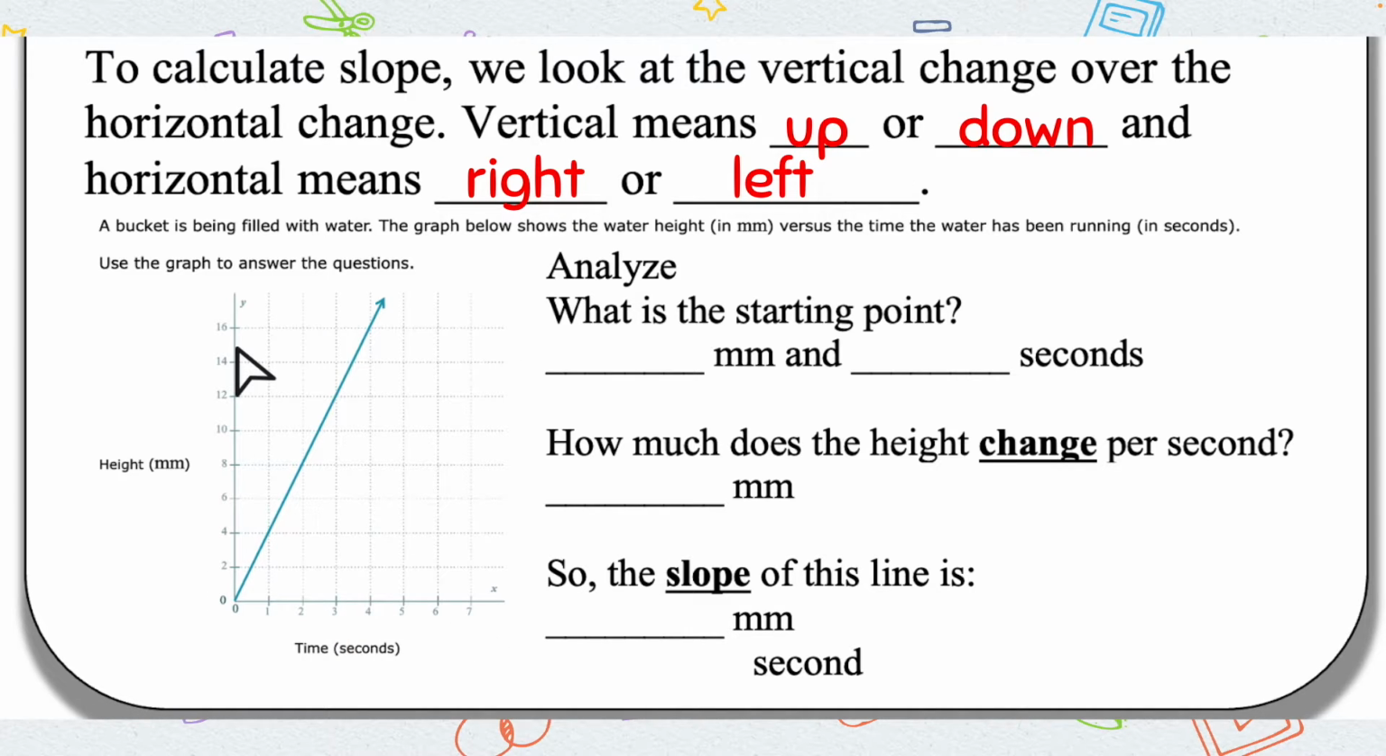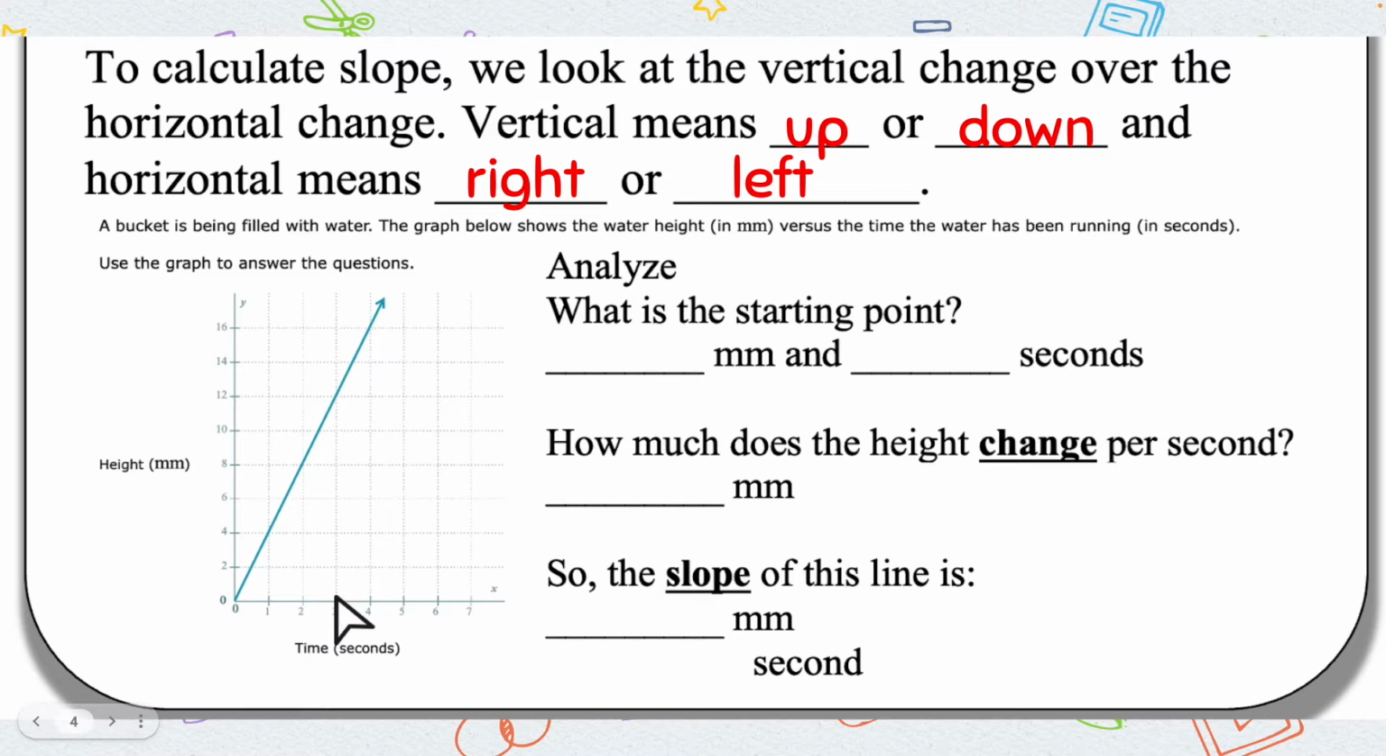As time is moving forward, after 1 second, the height has gone up to 4 millimeters. After 2 seconds, the height has gone up to 8 millimeters. After 3 seconds, the height has gone up to 12 millimeters. So we can see that it's going up over time. It's a positive slope, so that's going up. And hopefully we can hear there's a pattern there. Every second, it's going up a certain amount.